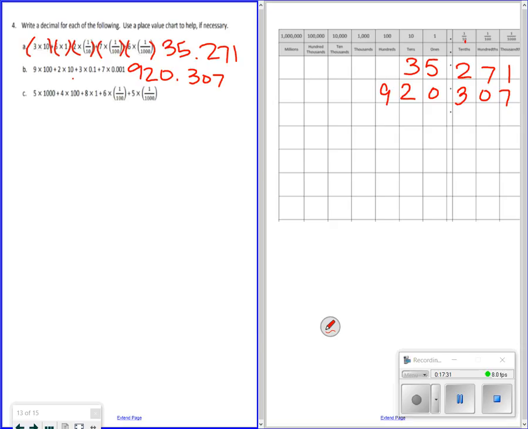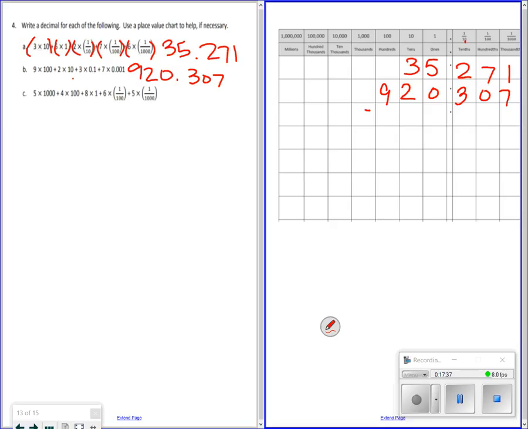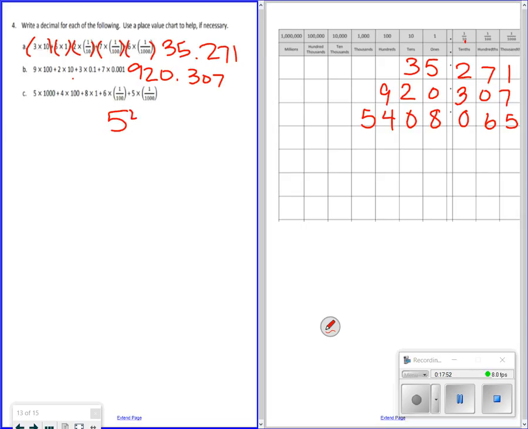Good. It gives you a little sense of pride, doesn't it? You're like, I'm going to train my brain. I'm saying 0. 5 in the thousands, 4 in the hundreds, 8 in the ones, 6 in the hundreds, 5 in the thousands. 0, 0. So 5,408 and 65,000.